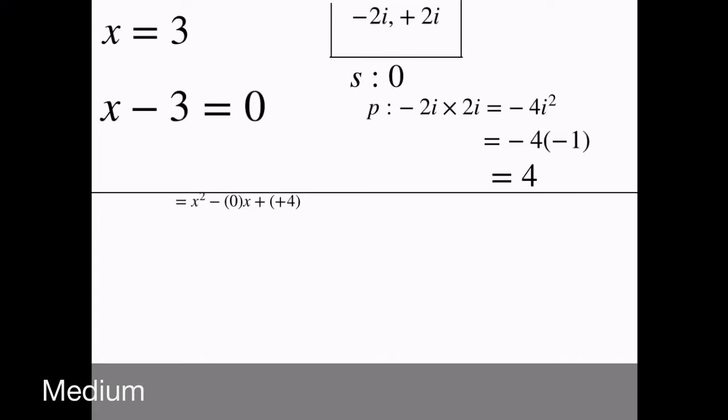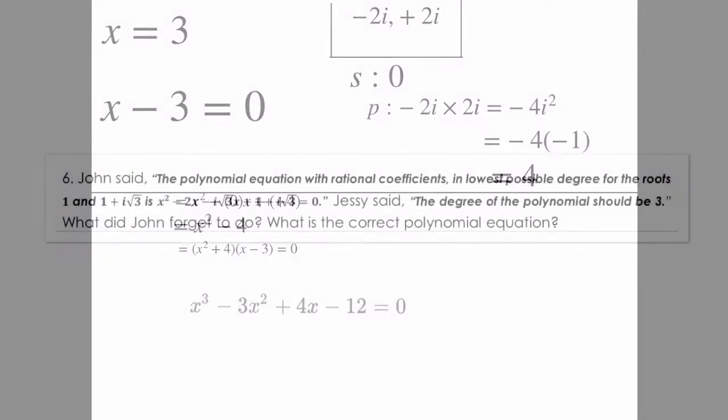After getting the sum and product of -2i and +2i, we insert the answers in the formula, which is x squared minus s, or the sum of the pair, x plus the product of the pair. So we would get x squared minus 0 times x plus 4, giving us x squared plus 4. To form a polynomial equation, we multiply x squared plus 4 to x minus 3. And using distributive property, we would get x cubed minus 3x squared plus 4x minus 12 equals 0.